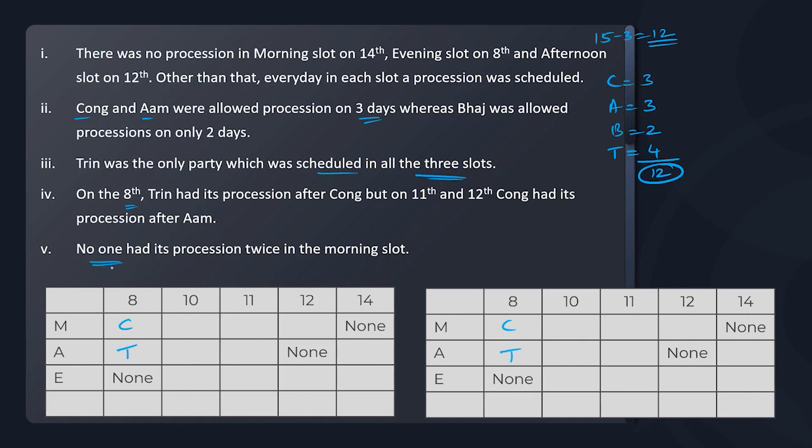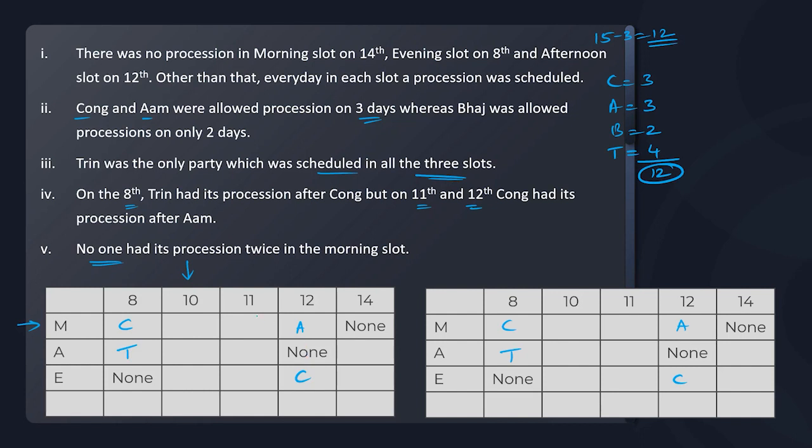Let's go ahead and see. It's also mentioned that no one had its procession twice in the morning slot, which means in this horizontal row, there should be all 4 of the parties. No party can repeat. So please keep that in mind. Anyway, vertically, no party is repeating, because every day 1 party comes only once. Okay. Now continuing with the 4th point, 11th and 12th, C had its procession after A. So on 12th, A and C.